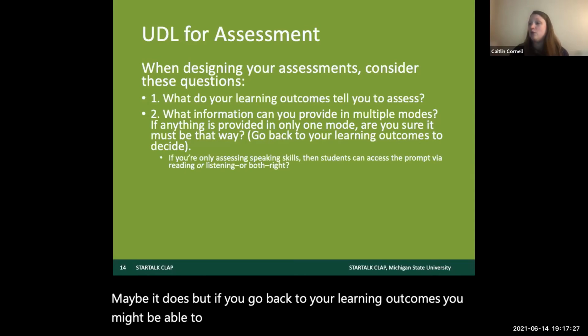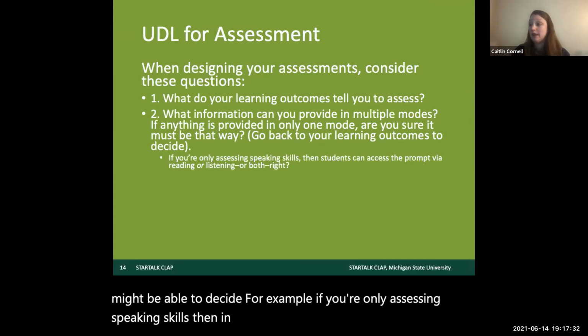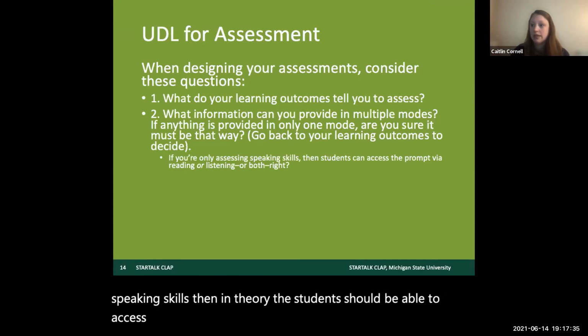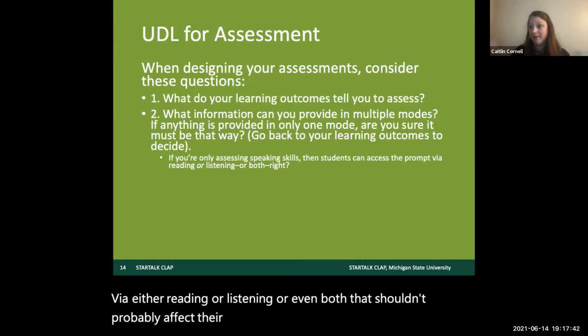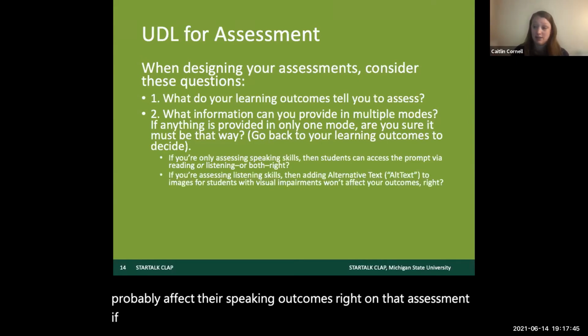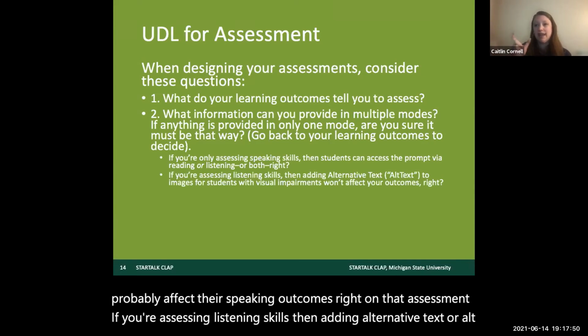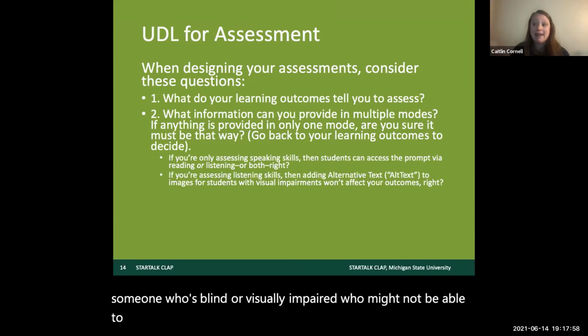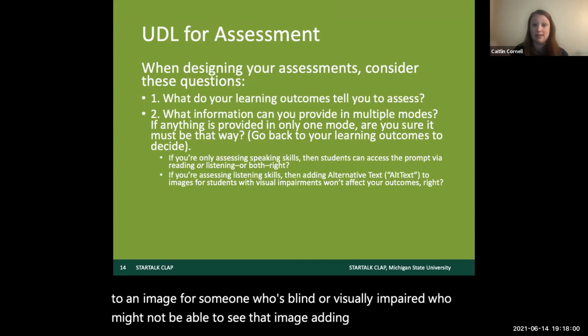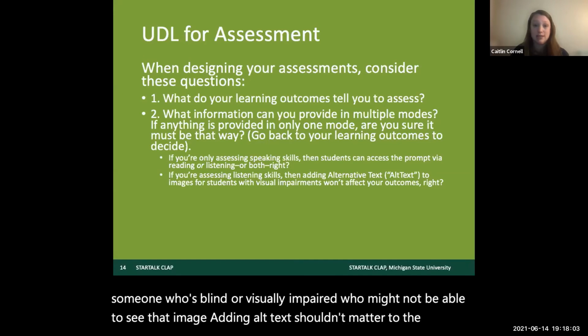For example, if you're only assessing speaking skills, then in theory, the students should be able to access the prompt, if there is one, via either reading or listening, or even both. That shouldn't probably affect their speaking outcomes, right, on that assessment. If you're assessing listening skills, then adding alternative text or alt text, which is just a text description attached to an image for someone who's blind or visually impaired who might not be able to see that image, adding alt text shouldn't matter to the assessment if, again, you're assessing listening outcomes.